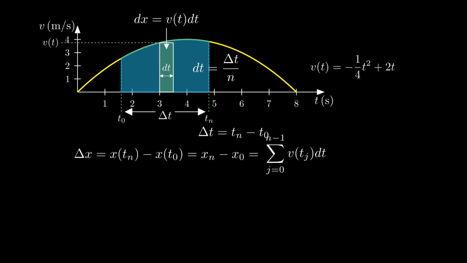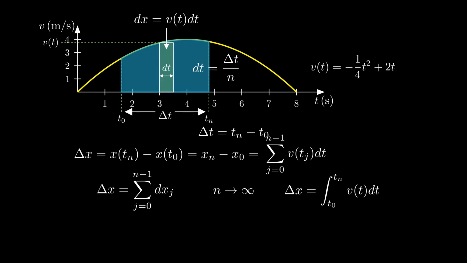which is the sum of the speed of the car at each point times the time interval dt. In the limit that we make n sufficiently large, this sum of many tiny rectangles is written as an integral over time between the starting time and the ending time.